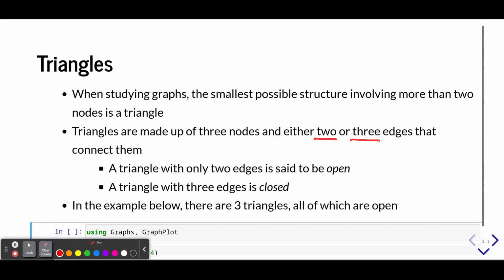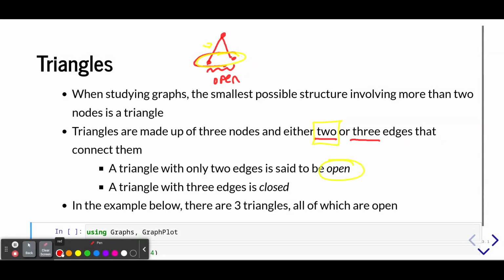A triangle is made up of three nodes and exactly two or three edges that connect them. We'll draw a few triangles here. Suppose we have these three nodes. I won't label them, but suppose that they're here and we have edges that connect these two nodes. Now, this would be called an open triangle because there is an open area, if you will, a place where we're missing an edge in our triangle. So if we have exactly two edges between three nodes, we're going to call that an open triangle.